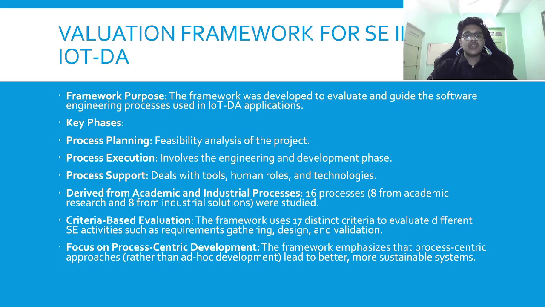The third point here is process support. Deals with the tools, human roles and technologies that are going to be required in order to execute the complete project. The next point is derived from academic and industrial processes. 16 processes, that is 8 from academic research and 8 from industrial solutions, were studied. The fourth point here is going to be the criteria-based evaluation. The framework is going to use 17 distinct criteria in order to evaluate different SE activities such as requirement gathering, design and validation. So the last point here is focus on process centric development.